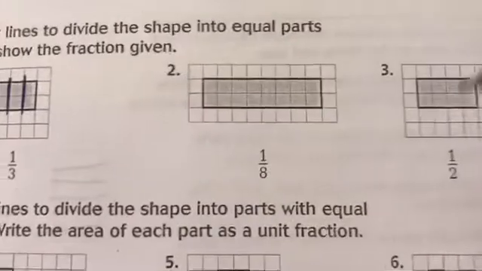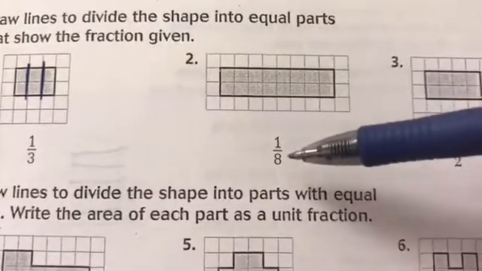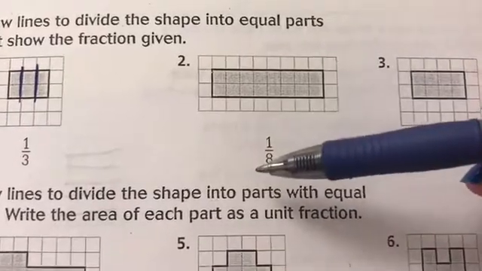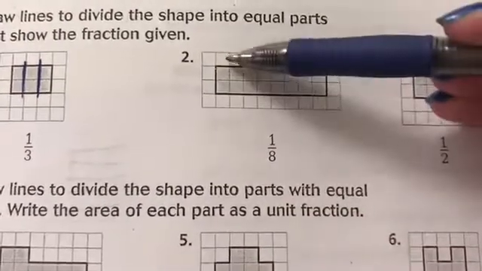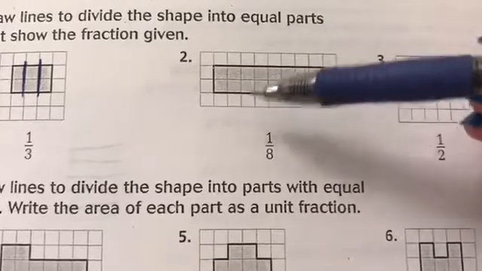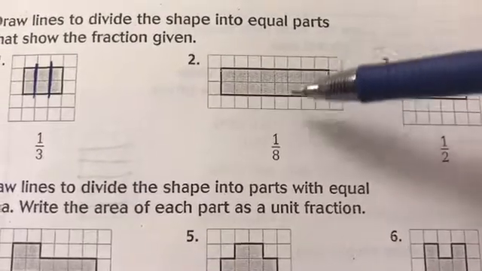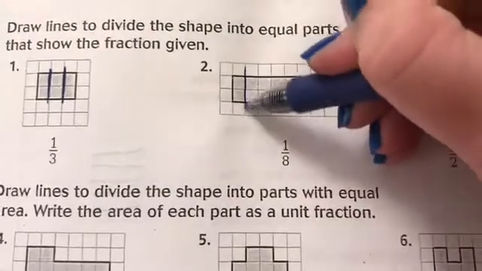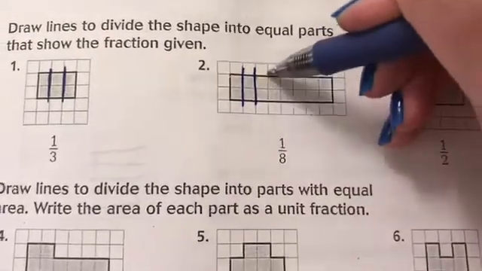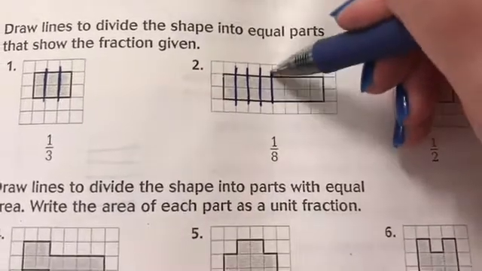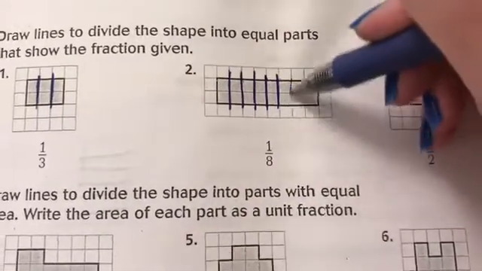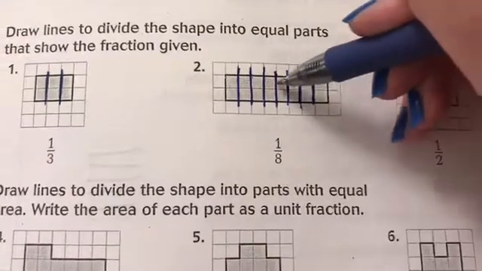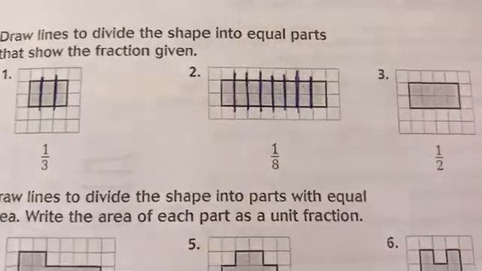Let's look at number 2. Number 2 says 1/8, so it wants me to divide this into 8 parts. Do you guys think we could do it like we did over there? We have 1, 2, 3, 4, 5, 6, 7, 8. We do have 8 columns, so let's go ahead and draw our line straight up and down. 3, 4, 5, 6, 7, and that gives us 8.